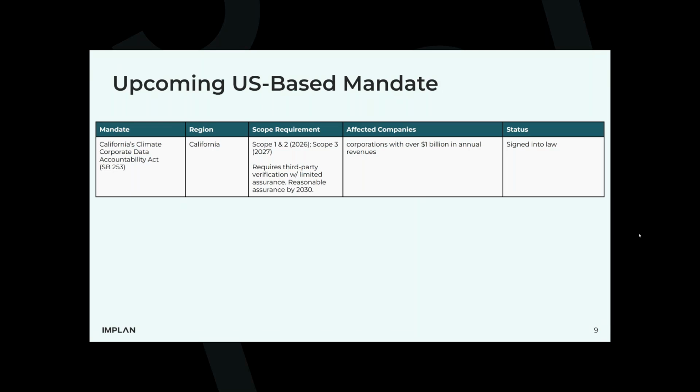So the precision and level of accuracy is going to continue to advance, but next year, these corporations that operate in California with over $1 billion in revenue will be required to start this reporting.